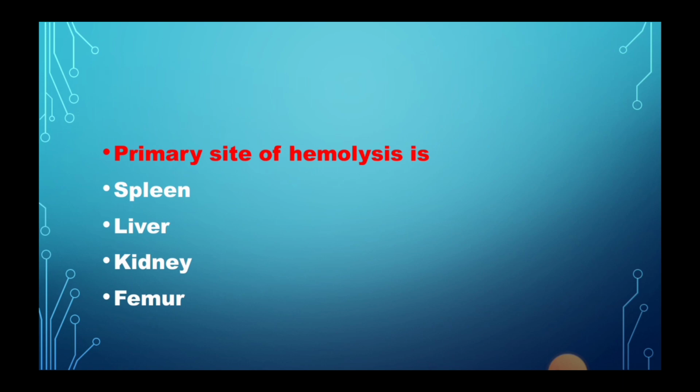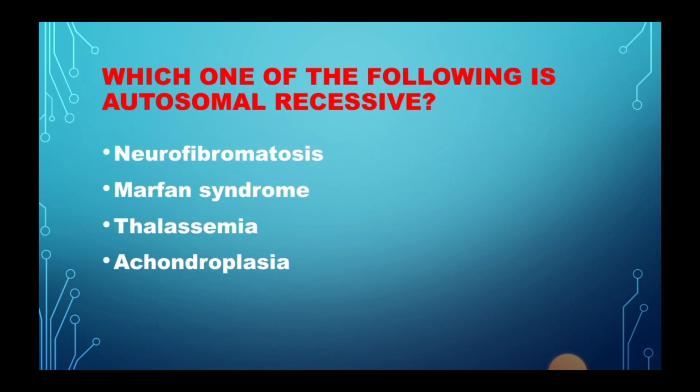Which is the primary site of hemolysis? Spleen, liver, kidney and femur. The primary site of hemolysis is spleen. Which one of the following is autosomal recessive? Neurofibromatosis, Marfan disease, thalassemia, achondroplasia. So among the following, thalassemia is the autosomal recessive disease. Thalassemia is an inherited blood disorder due to decreased RBCs in the blood than normal. It can cause anemia.